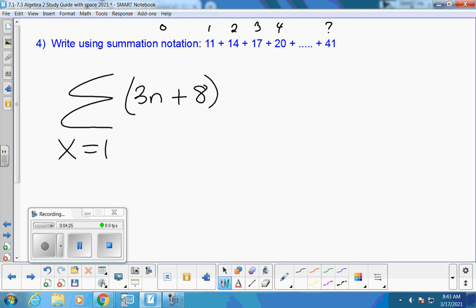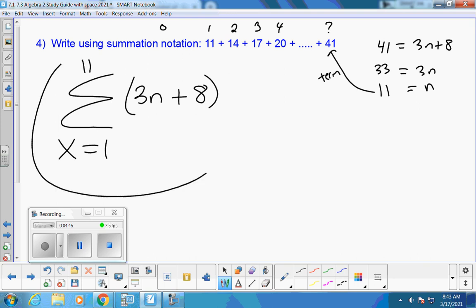So now that I know the formula, I can figure out what 41 is. I'll set 41 equal to my 3n plus 8. I'll solve it. If I subtract the 8 over, what is that, 33? Divide both sides by 3. So 41 is term 11. So term 11 is where this sequence stops. Ta-da! But they don't actually want me to find the sum, so I think I'm done.